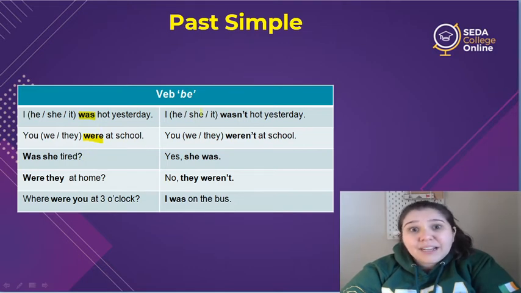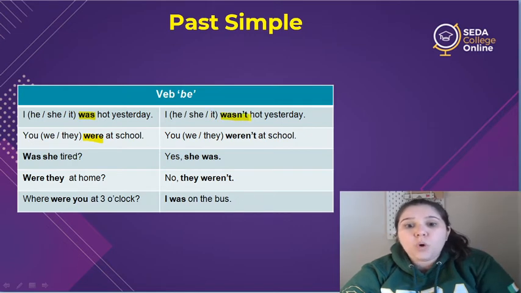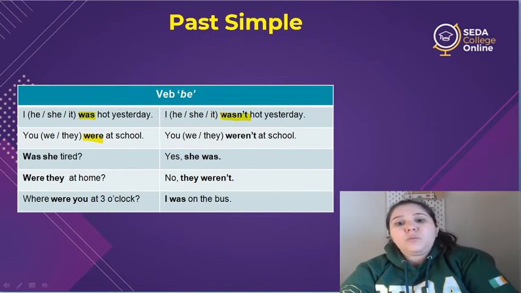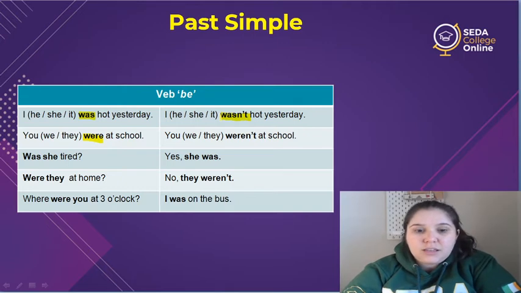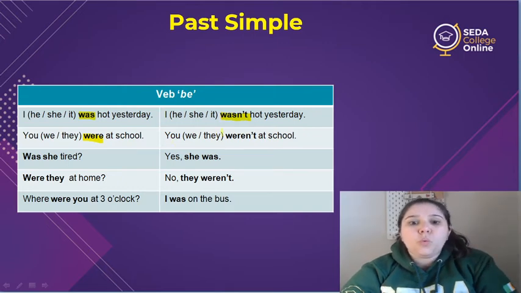And then we have the negative. For I, he, she, or it, we say wasn't. I wasn't hot yesterday. Or you weren't at school yesterday.